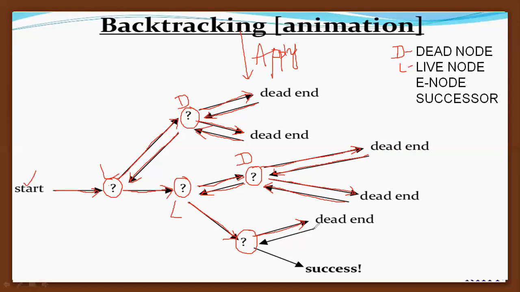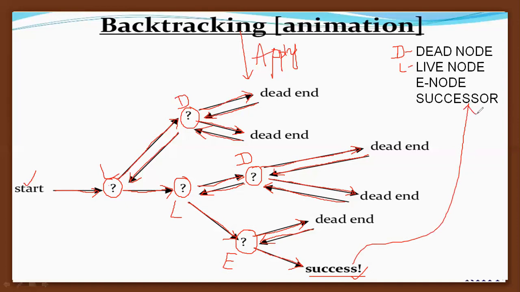Apply the backtracking technique here, then move to this node. This is called an E node. An E node is the node which is placed before the success node. Once I reach the E node, going forward here, this is the destination. I have reached the destination, and now I have succeeded. Once I succeed, one node is generated, and that node is considered a successor node.